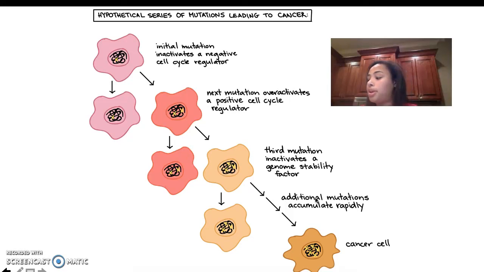So, for example, when it goes through gap 1, which is asking, is the cell big enough, is the environment stable? The cell may not be big enough, or the environment may not be stable enough, but it will be able to pass this checkpoint due to its mutation, which will make it divide irregularly, which will lead to this rapid division of cells, which is the cause of cancer.